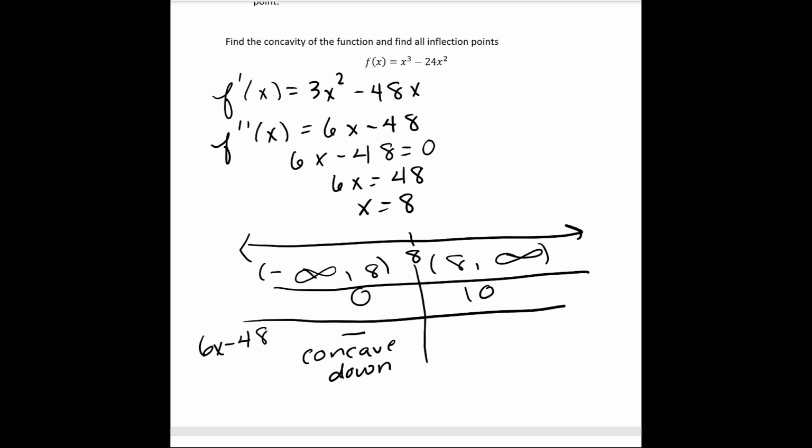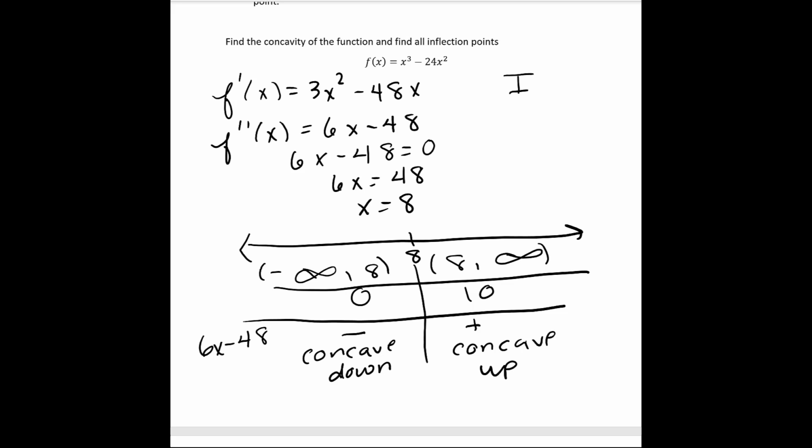If I plug in 10, 6 times 10 is 60, minus 48 is positive, that's concave up. I can tell my function is concave down from negative infinity to 8, and then concave up from 8 to infinity. It changed concavity when x was equal to 8, so I have an inflection point.